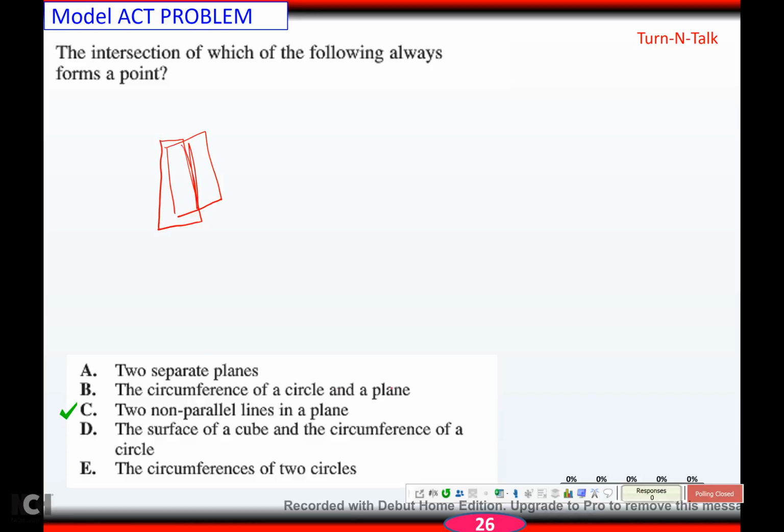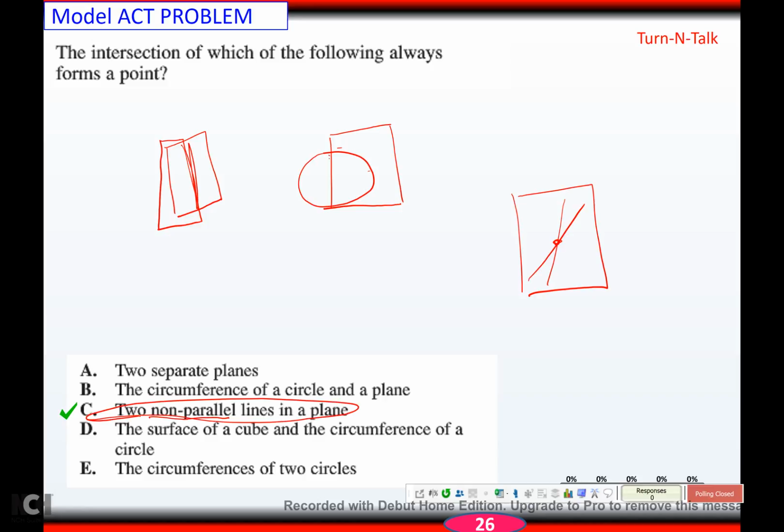The circumference of a circle in a plane. Well, if you have a plane and the circumference of a circle, they're going to intersect in more than one place, so they don't form a point. Two non-parallel lines in a plane. If you're in a plane and you take two non-parallel lines, then I promise they're going to intersect at a point. So C would be my solution.